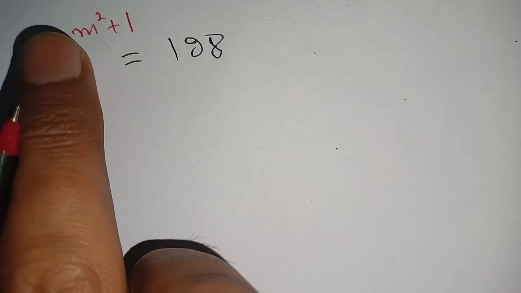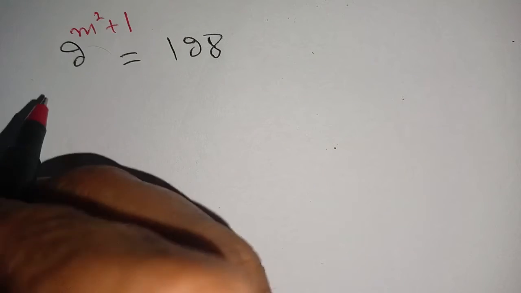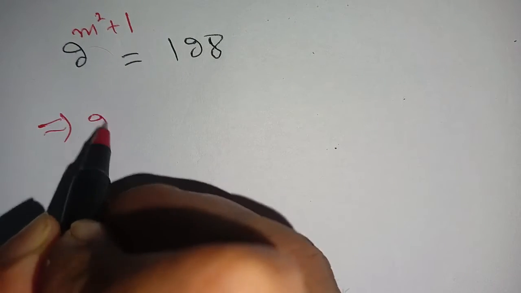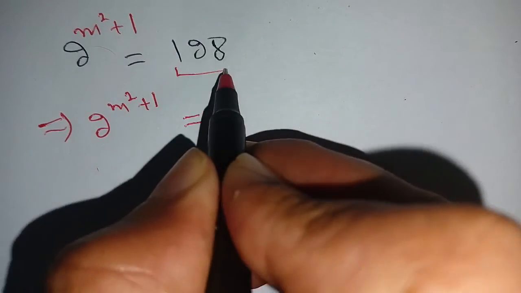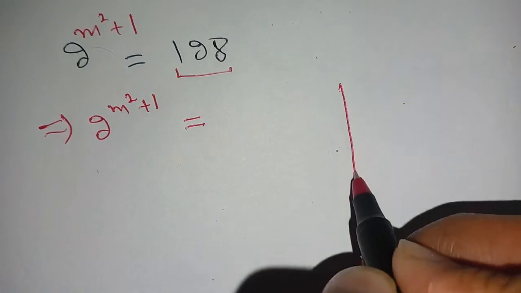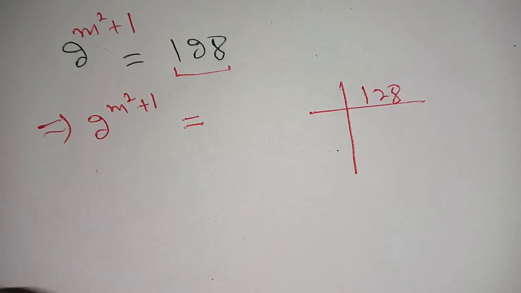How to solve 2 power m square plus 1 is equal to 128. We write this as 2 power m square plus 1 is equal to 128. Let us factorize this. We write this as 128. It is an even number.